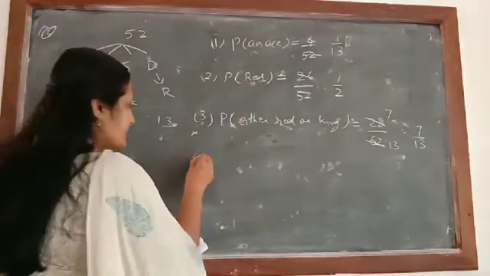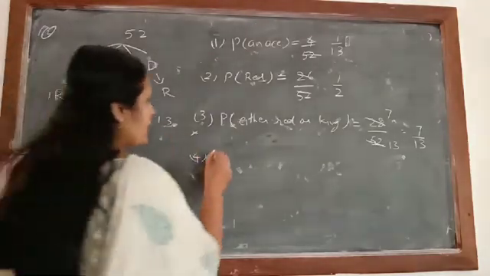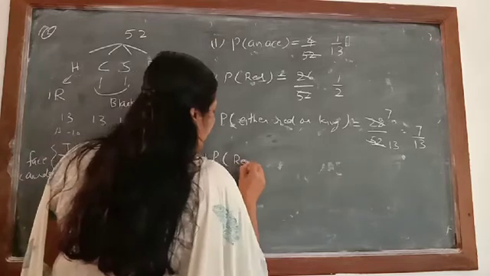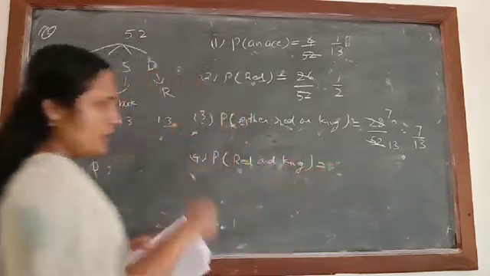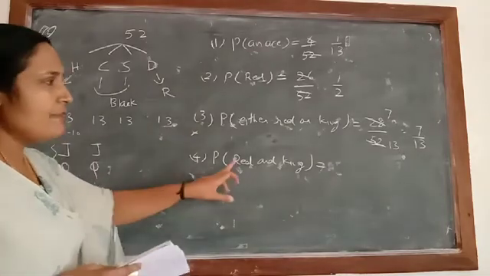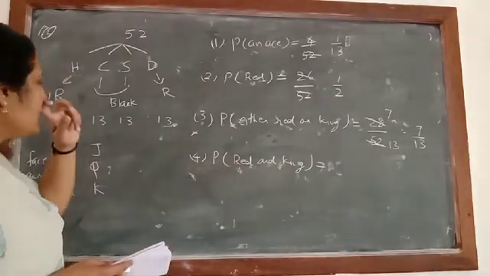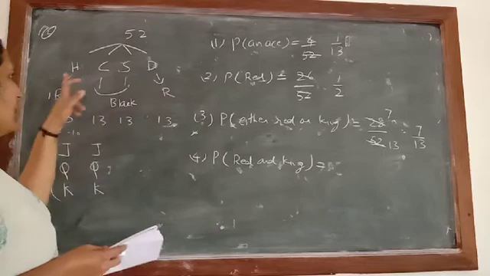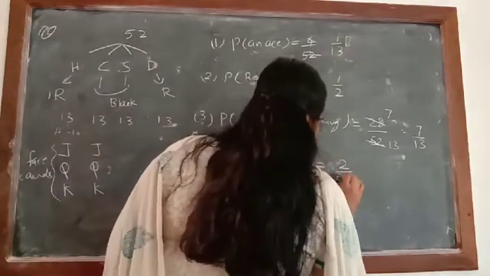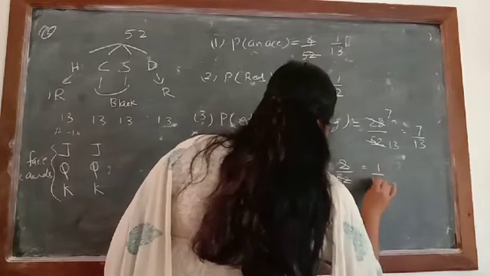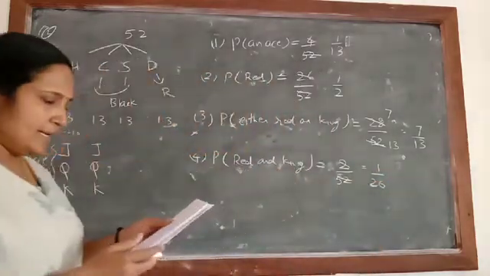Then next it is written red and a king. It should be a red card and it should be a king. So we want the king of red color only. In how many cases is it possible? Yes, in diamond and in heart. So we have 2 only. So it will be equal to 2 by 52, which is equal to 1 by 26.